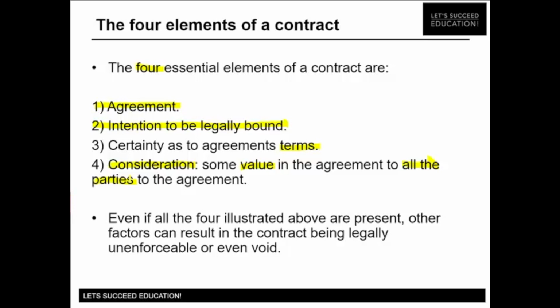And even if all of the 4 illustrated above are present, there are other factors that can result in the contract being legally unenforceable or even void from the start. So an unenforceable contract, unenforceable by the courts, is valid, but the courts will not enforce it. A void contract is no contract at all, a nullity from the start, so it doesn't exist from the very beginning.